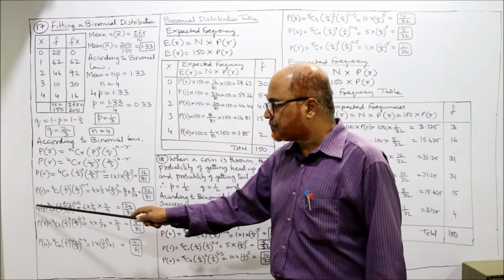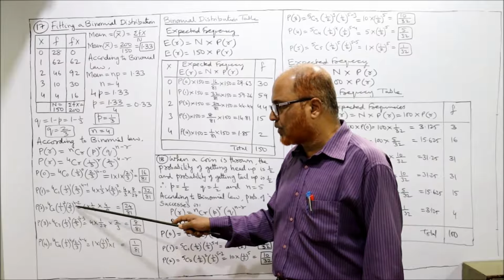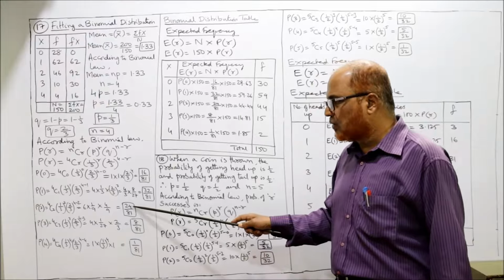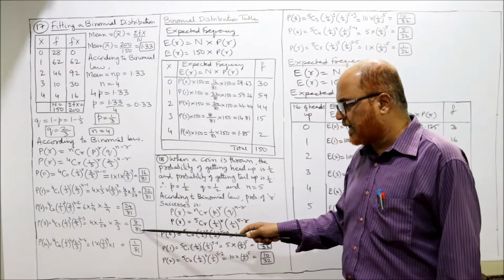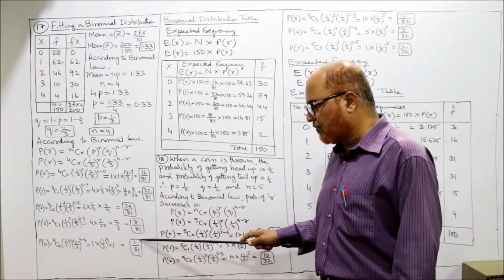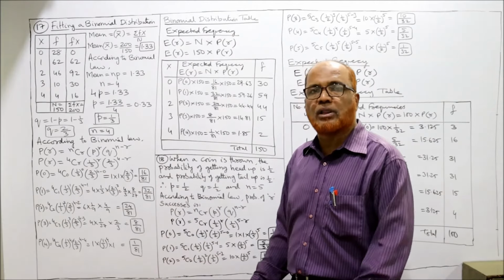Now P of 2 is 4C2, 1 by 3 to the power of 2, 2 by 3 to the power of 4 minus 2. You simplify, you will get 24 by 81. Similarly, P of 3, substitute the values, you will get 8 by 81. P of 4, you will get 1 by 81. So we got the values of P of 0 to P of 4, all the values.